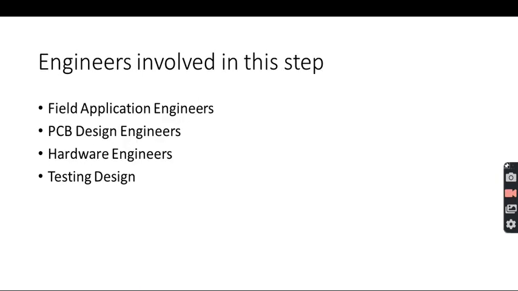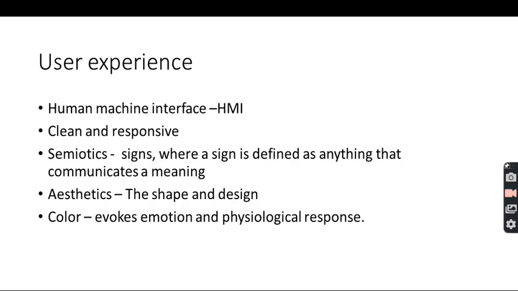Fine. And then in this, who are the engineers involved? In these power electronics based projects, most of them will be electrical engineers, and sometimes electronics engineers are also involved. The designations are field application engineers, PCB design engineers, hardware engineers, and testing design engineers. Fine. So these are the engineers who will be involved in developing the power supply. Okay. Next thing is, the software engineers and also the EC engineers will get involved when it comes to human machine interface.